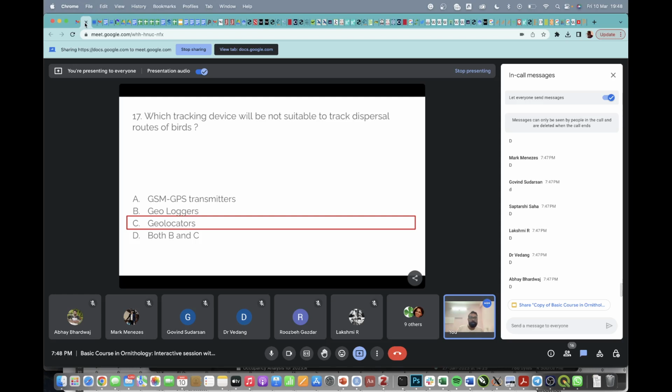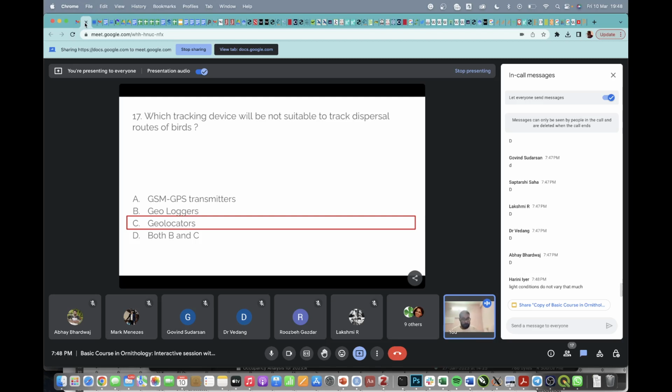So basically, why would it not be suitable? Because it would be used to track the dispersal routes of birds, and dispersal routes are not very long distance, right? There'll be like 100 meters, 200 meters for small birds. For larger birds it would be kilometers, but still geolocators cannot identify the difference in light between sites that are kilometers apart. Light conditions do not vary that much. So that's why it would be the worst to use in tracking dispersal routes.